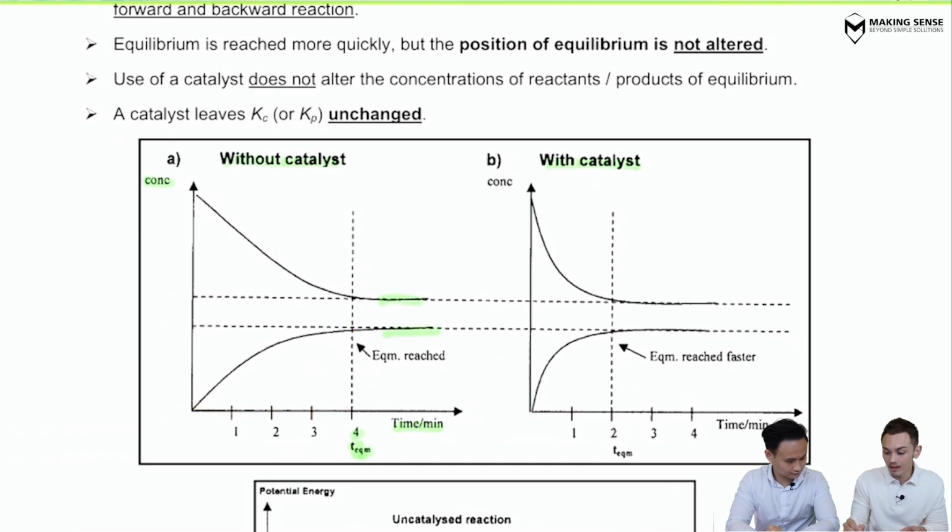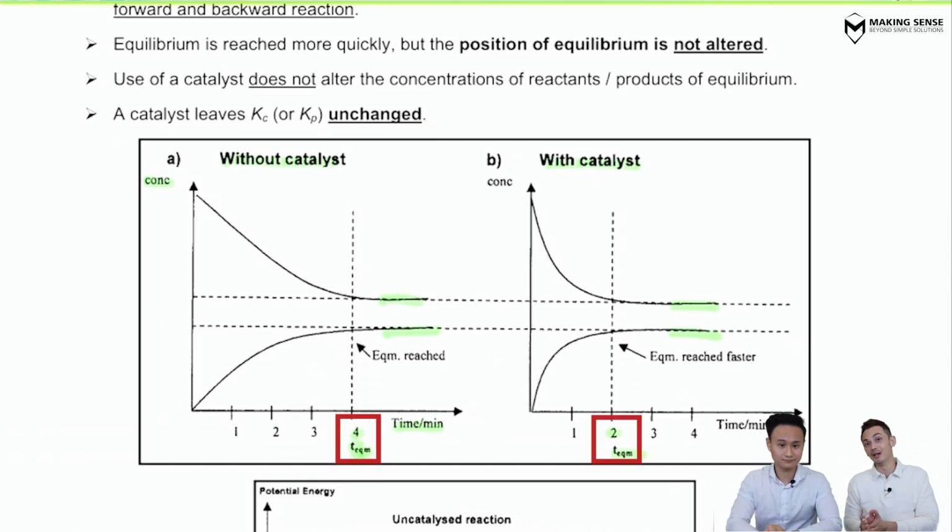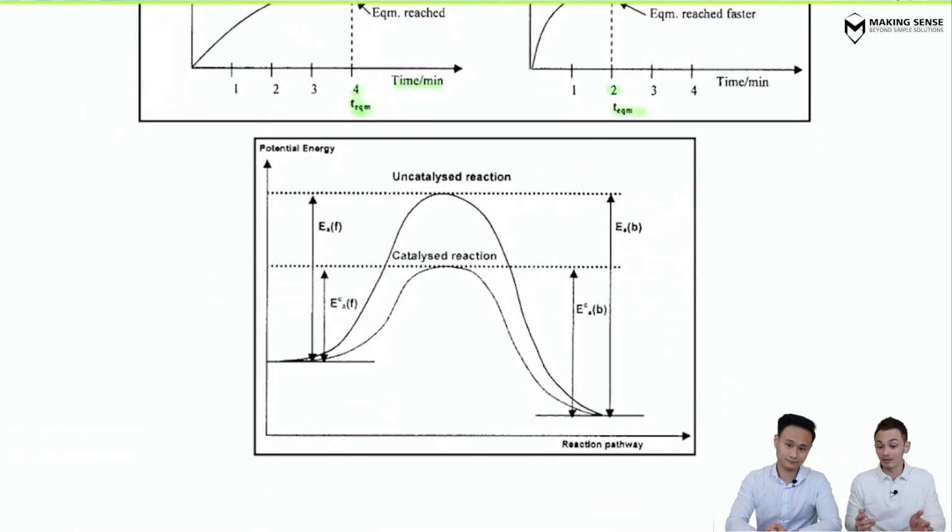It doesn't change Kc, so the amount of reactants and products is still going to stay the same, but it's really the time that it takes to do so, from the original 4 minutes to now 2 minutes. And as Mr. Tim has mentioned, you will also lower the activation barrier.